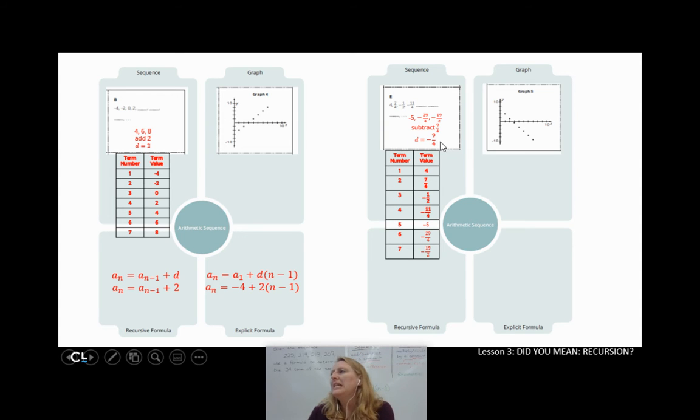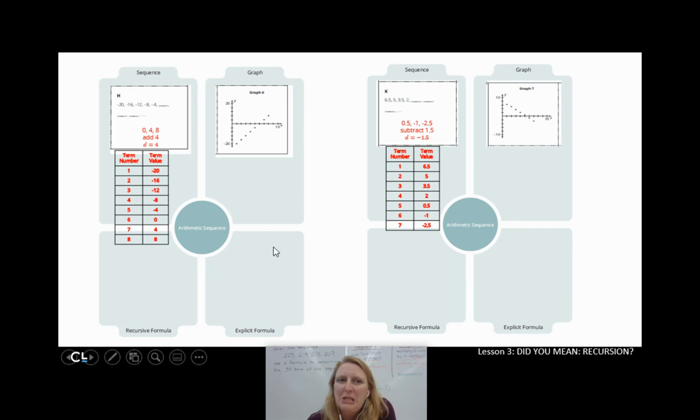So for sequence E, recursive, again, just means I'm going to do my a sub n equals a sub n minus 1. And then, of course, our common difference was a negative 9/4. So I wrote minus 9/4 instead of plus this time. For my explicit formula, I also needed to plug in my first term. So my first term was 4 minus 9/4, because that was our common difference, times n minus 1.